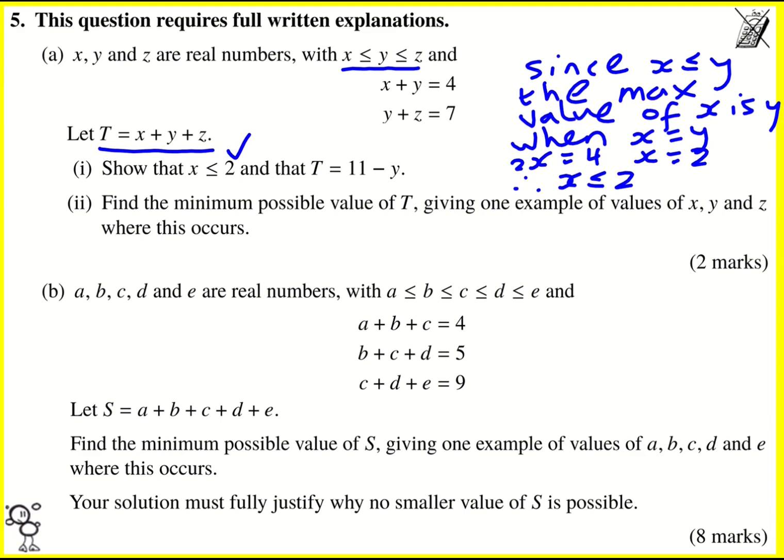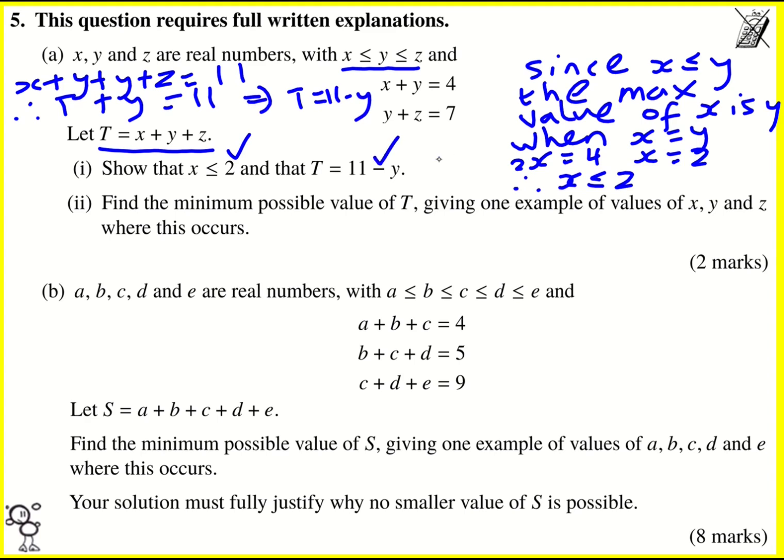Then next up, I've got show that t equals 11 minus y. Well, I could add these up. x plus y plus y plus z is equal to 11. And therefore, if this is t, then t plus y, because I've got my x plus y plus z, is equal to 11. And this implies that t equals 11 minus y. Okay, and I've shown that bit as well. Nice.